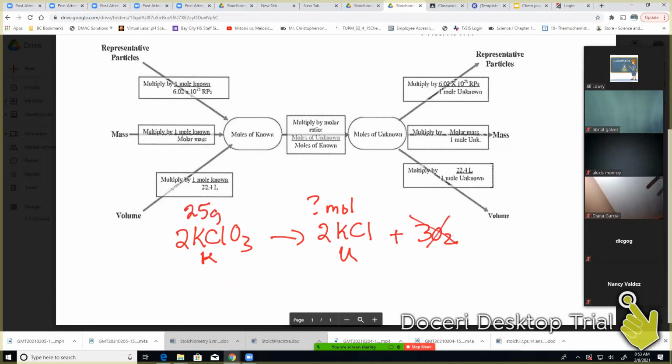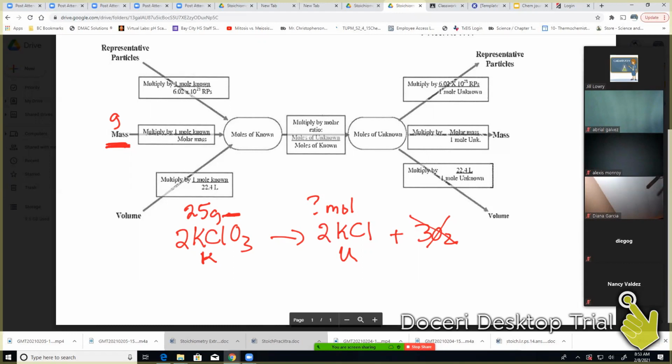I don't need my oxygen. So this is a gram to mole problem. My given is in grams, and I want to get to moles. So if my given is in grams, I have to start over here. Remember, mass and grams are the same thing. How do you know which one? Your known is always going to be the one that has a number in the problem attached to it. See how it said 25 grams of chlorate? So that has to be your known.